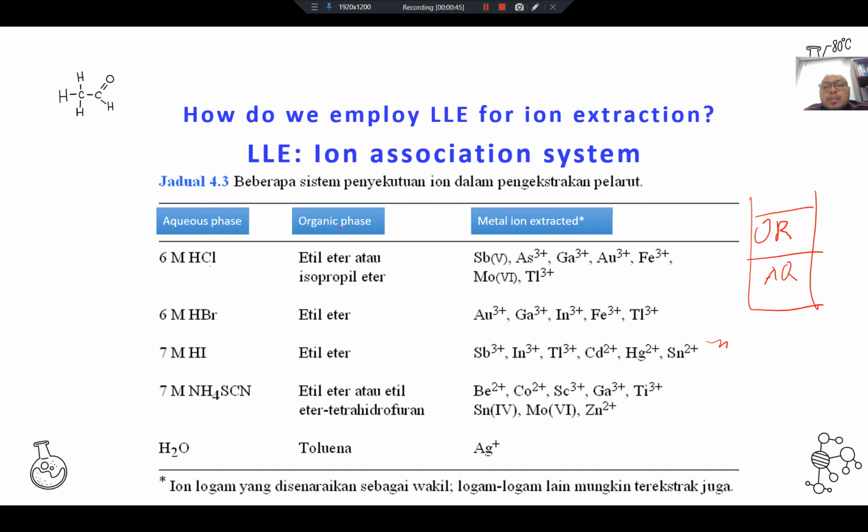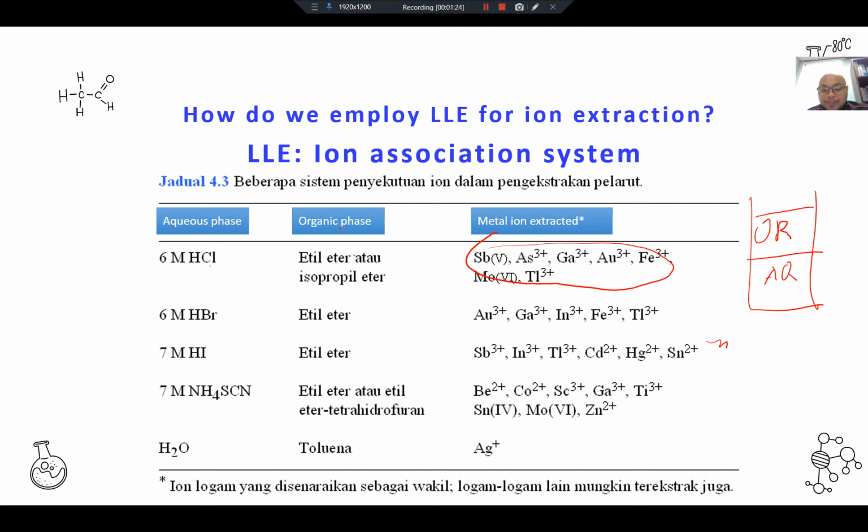Let's say for example you want to extract these ions. You can use the ethyl ether or isopropyl ether, but you need to make sure that the aqueous phase is 6 molar. You need to prepare the aqueous phase containing 6 molar HCl. So that is how you can do it. For the ethyl ether and isopropyl ether, you need to look at the density to see where it will be located if we put in the aqueous phase. Isopropyl ether is much lighter, so it will be at the top layer, so you need to be very careful.